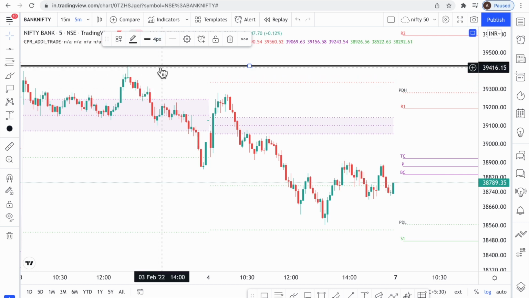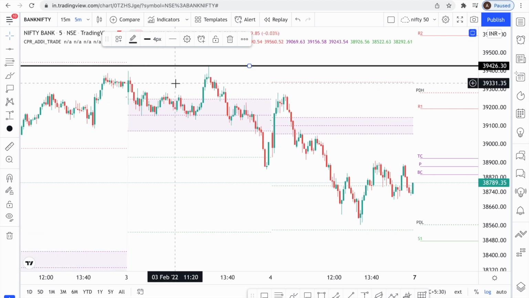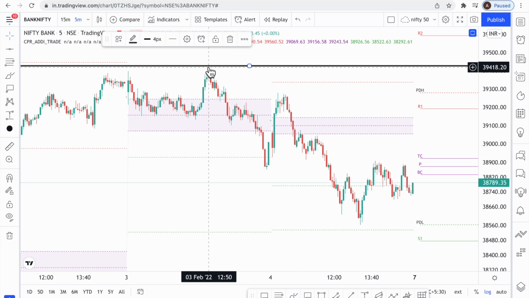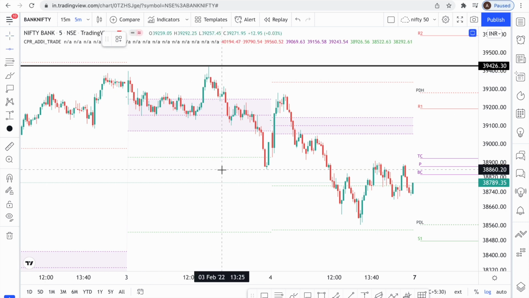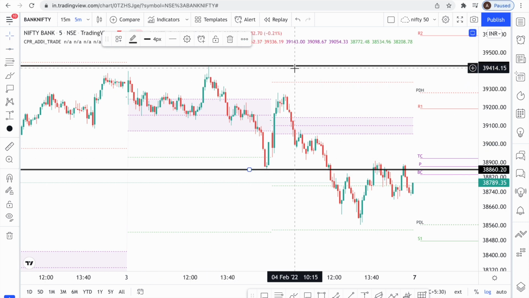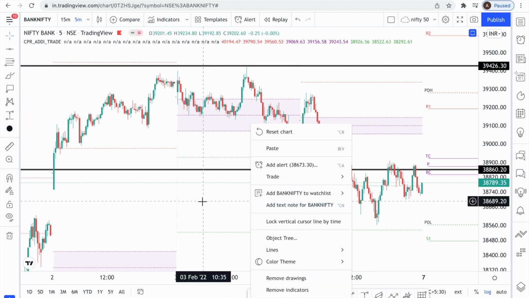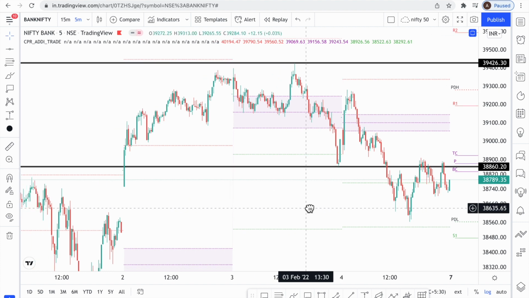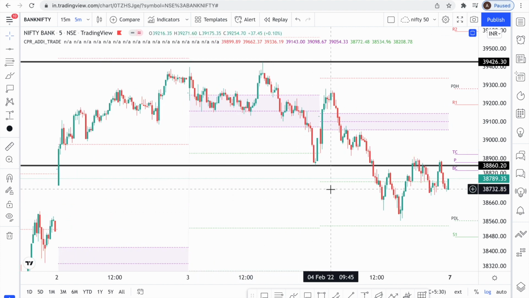See, for Friday, the previous day high is this Thursday's high point, that is 39,400, and the low point is the previous day low. The black lines are the previous day high and previous day low on either side. Okay, now how I took the short trade on Friday, I'm going to explain. It's just basic and simple. I'm not saying anything complicated.